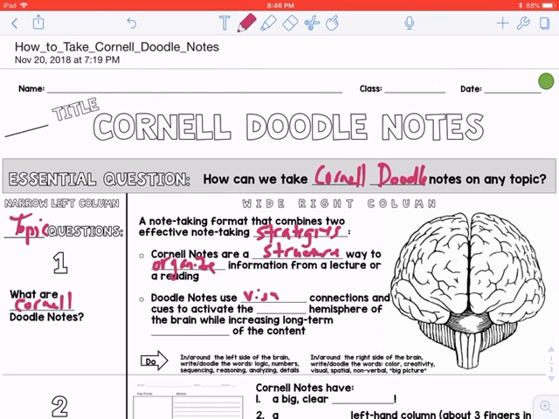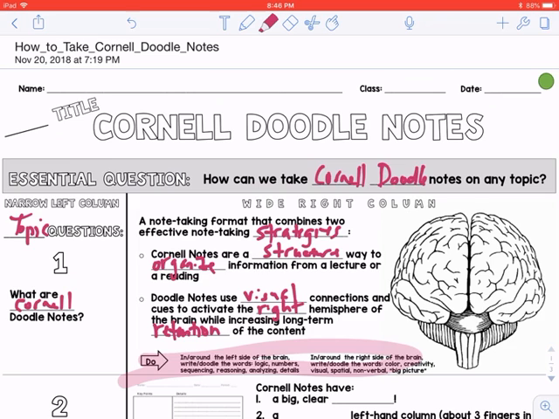So we're going to use visual connections and we're going to activate the right hemisphere of our brain, and that is going to help us with long-term retention. That's the goal here. And so the do part of this, right here, in and around the left side of the brain, we're going to write and doodle words that are right here: logic, numbers, sequencing, reasoning, analyzing, and details. And on the right side of the brain, we're going to write those other words.